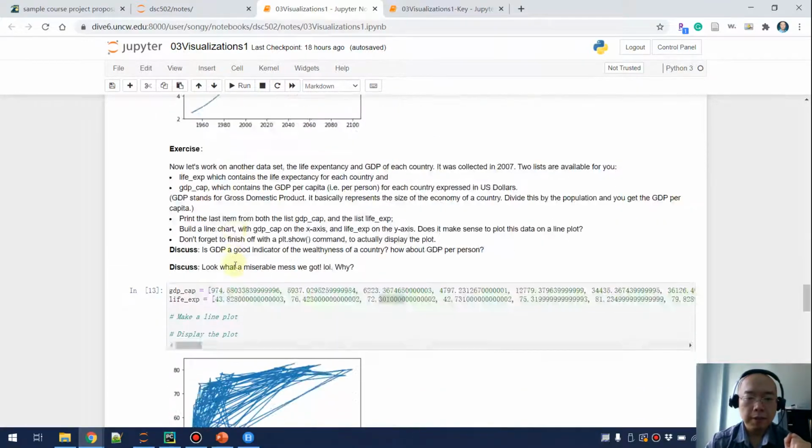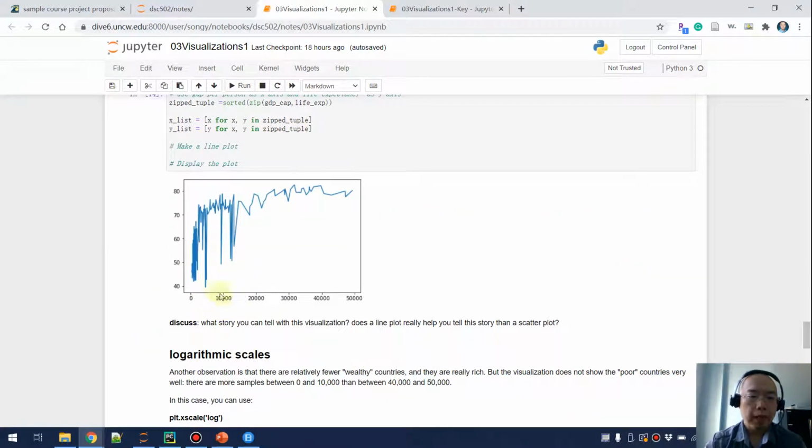Okay, and then if we go here, we suspect that on the x-axis, at the very left side, there are really a lot of countries, and on the right half of this plot, there are probably only 20 or 25 countries, and the rest of the countries are all on the left side. The problem is there are more less wealthy countries on the left side, but on the right side we don't have so many samples.